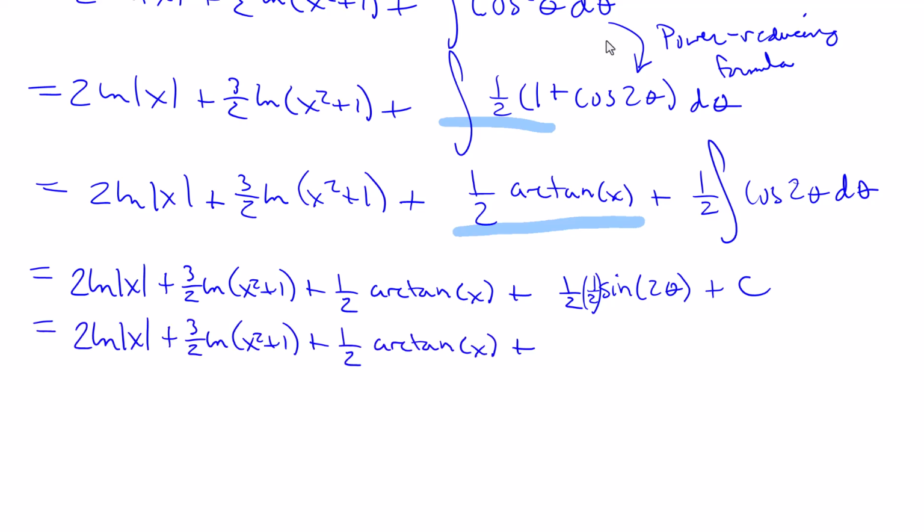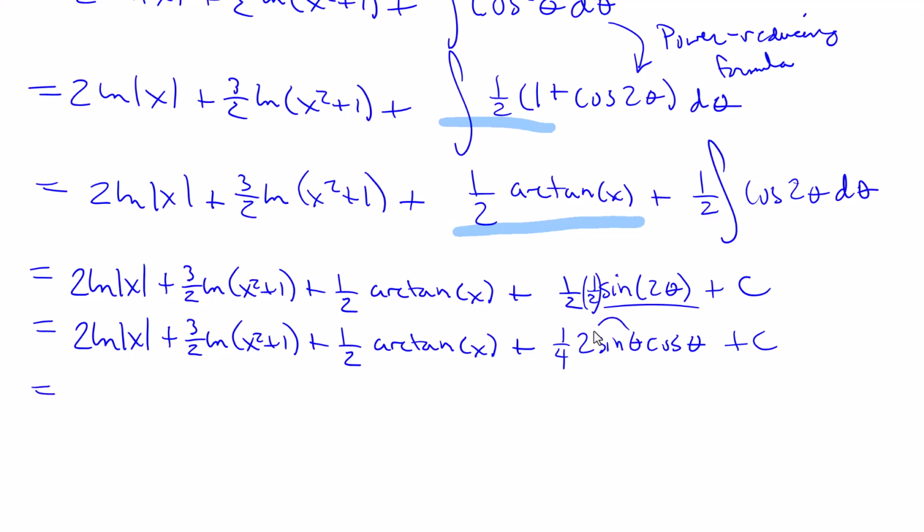So we write this one more time. We have, again, I'll read it, 2 natural log of x plus 3/2 natural log of x squared plus 1 plus 1/2 arctangent of x plus, here we go, now we have a 1/4 sine 2 theta, but we know that there's an identity for that. Sine 2 theta is the same thing as 2 sine theta cosine theta plus c. And so we should be able to simplify that more as well. Let's see, we'll rewrite again.